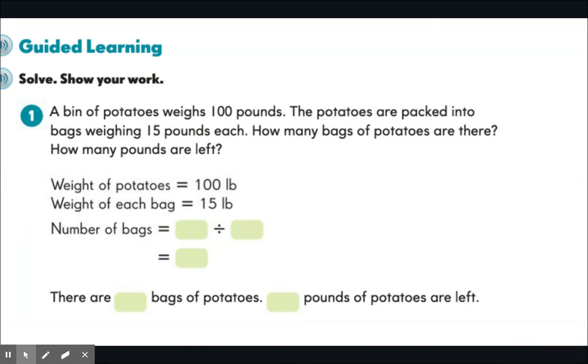So for your guided learning, you're going to be doing a similar problem about a bin of potatoes. A bin of potatoes weighs 100 pounds. The potatoes are packed into bags weighing 15 pounds each. How many bags of potatoes are there and how many pounds are left? So the weight of the potatoes is 100 pounds. The weight of each bag is 15 pounds. So the number of bags is 100 divided by 15 pounds, and then you'll get your answer. You'll put the number of bags of potatoes, and then you'll put your remainder here, however many pounds of potatoes are left.